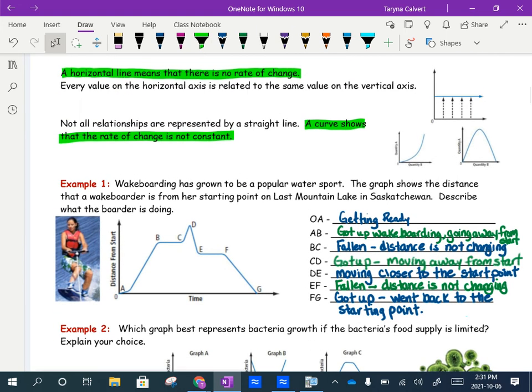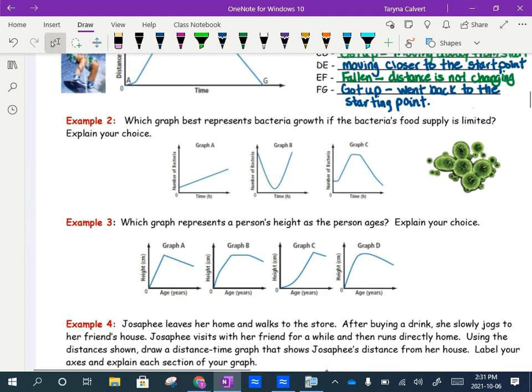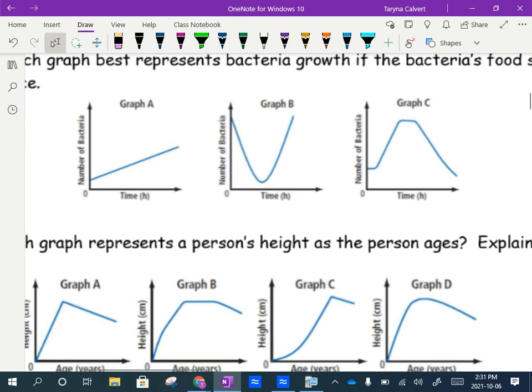All right, so again, hopefully you read that. You didn't need to highlight any of it, but all right, so almost done here. So which graph best represents bacteria growth if the bacteria food supply is limited? Explain your choice. What did you say, Samantha?